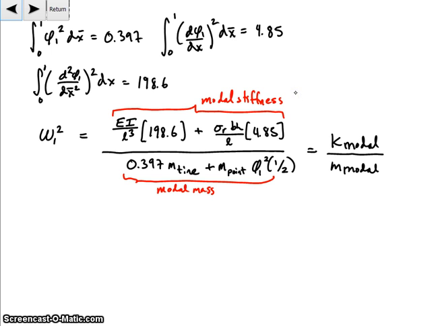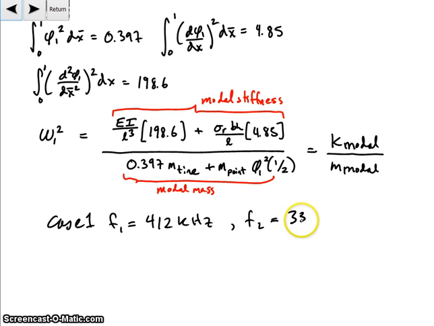So I changed my notation a little bit. Given the numerical values, case 1 gives us F1 equal to 412 kilohertz, and F2 equal to 339 kilohertz. Okay, and you have to do a problem like this on the homework.